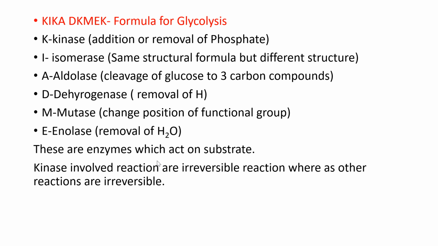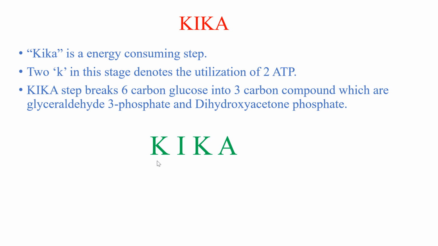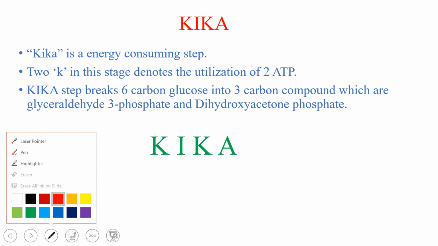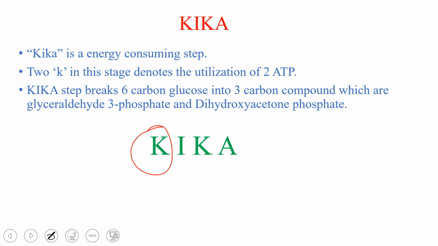If you see here, I have divided the Keycard technique formula into two parts. One is the Kike. What you have to remember in this step is that this is the energy utilizing step. You can see here the K stands for the kinase enzymes, I stands for the isomerase, again K stands for the kinase, and next is the aldolase enzymes. So there are two kinase enzymes in this step.